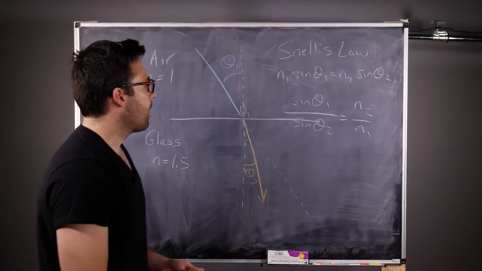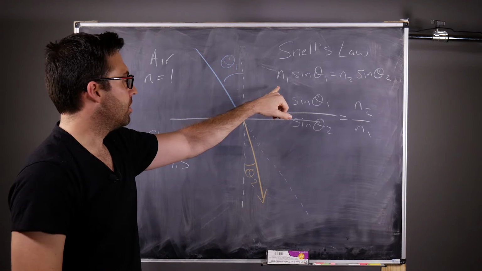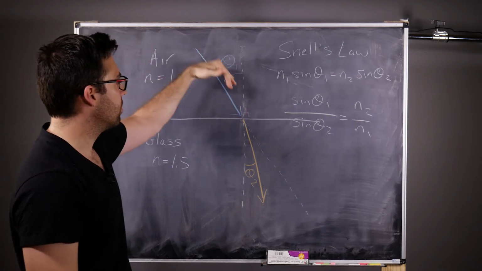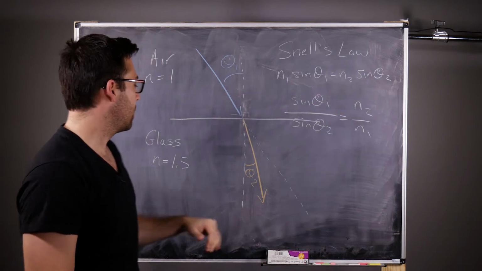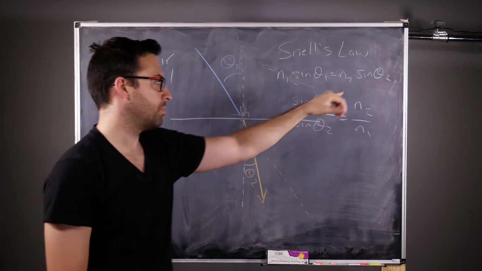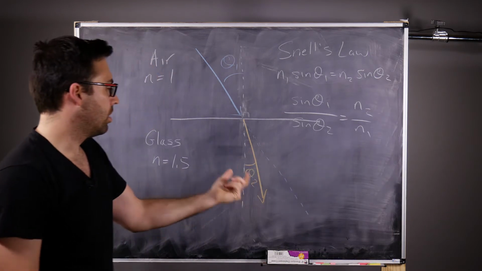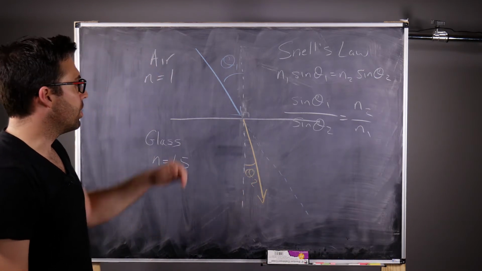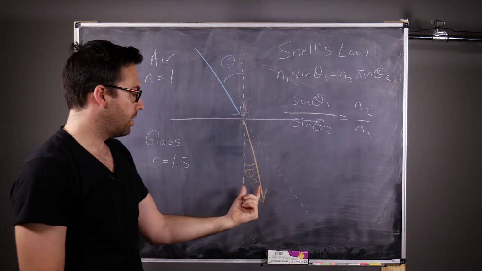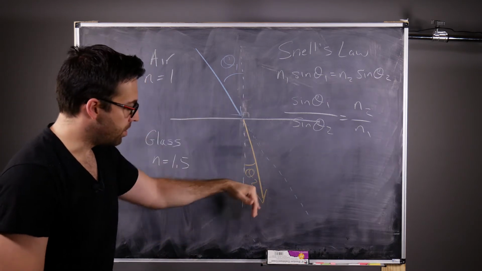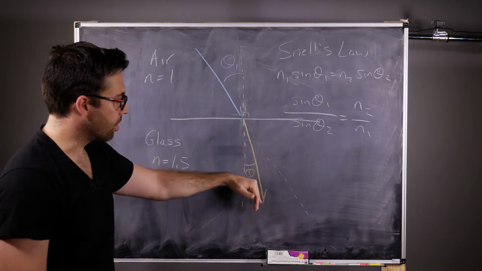What it says is that the index of refraction of one material times the sine of the angle at which this light ray hits it is going to be equal to the index of refraction of the second material times the sine of the angle of this light ray. So if we know at what angle this is hitting and we know the indices of refraction, we can calculate the angle once it goes through the glass.